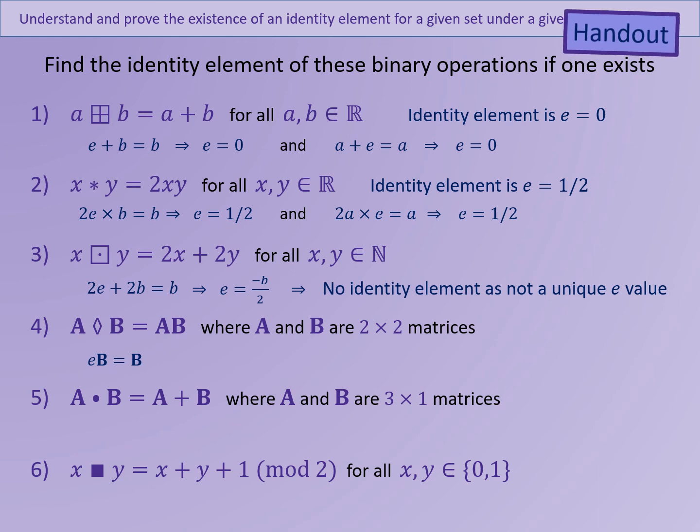For the fourth, we would need a matrix such that E times B gave us matrix B. So the identity element would work in that, unsurprisingly. And also A times a matrix E would need to give us the matrix A. Again, the identity element matrix. So the matrix 1, 0, 0, 1 would be the identity element for the set of matrices.